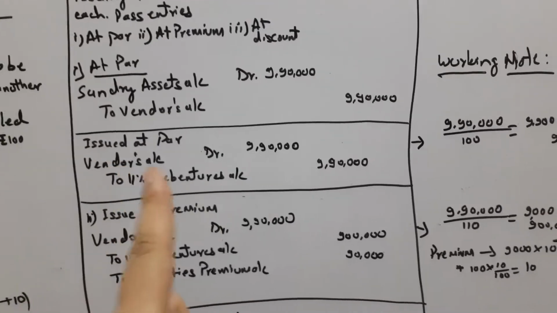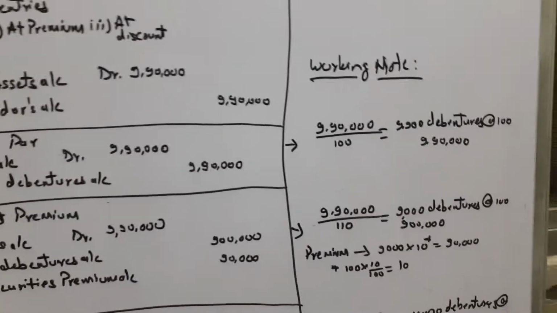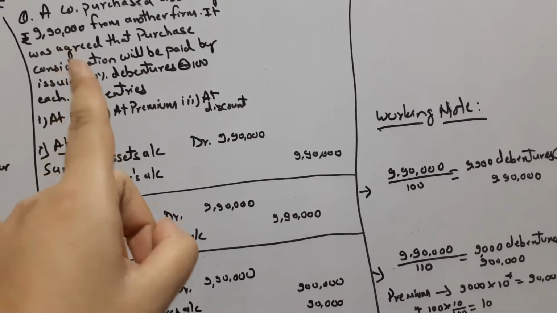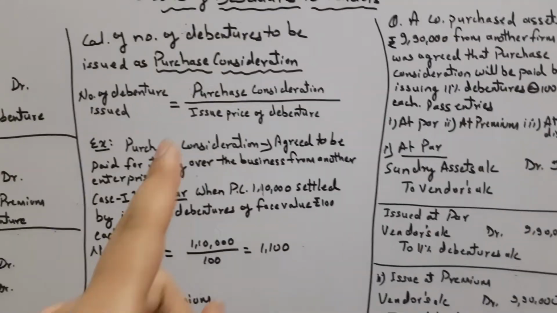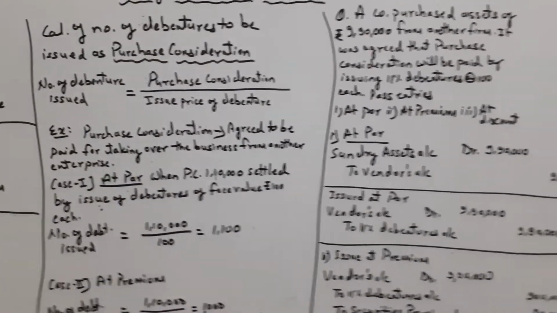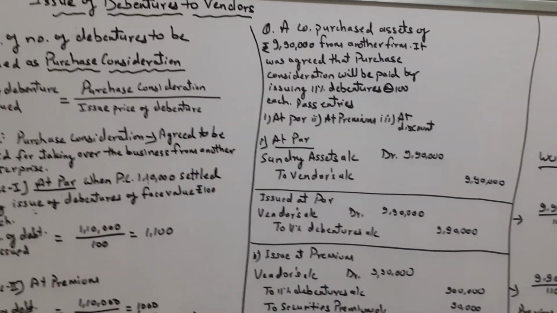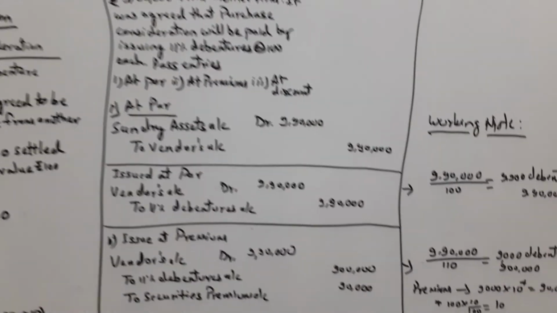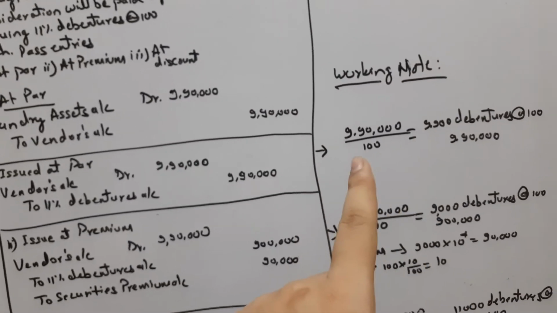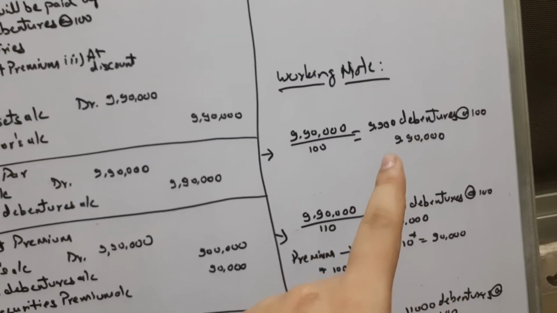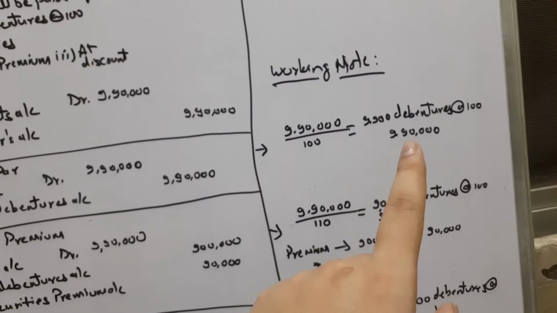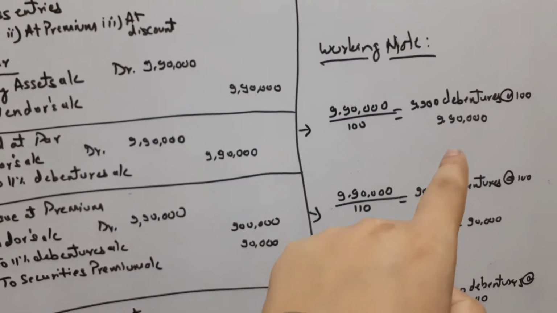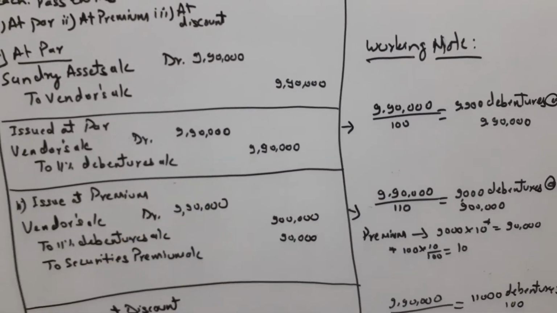Issued at par. Now vendors account debited to 11% debentures. How has the calculation come? Look into the working note there. Total purchase consideration was 9,90,000. As per the formula, purchase consideration should be divided by issue price of debenture. So here the total purchase consideration is 9,90,000, and since it is issued at par, the face value is 100 rupees. Therefore, when you divide 9,90,000 by 100, you will get 9,900 debentures. Since the issue price is 100, 9,900 debentures multiplied by 100 gives you 9,90,000. So this is the calculation shown here for arriving at this 9,90,000.